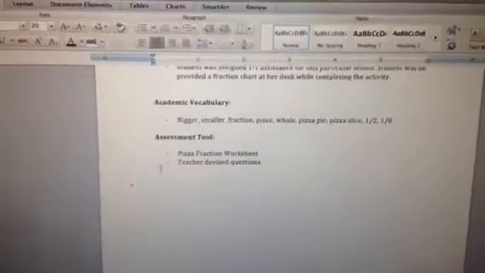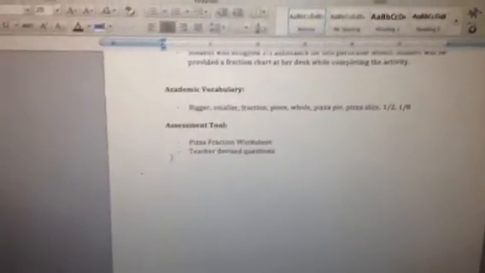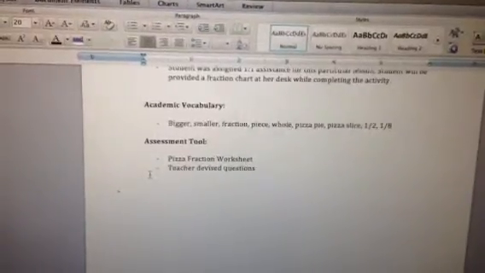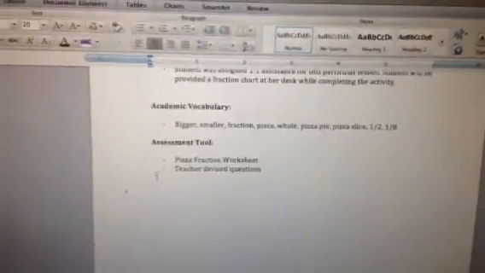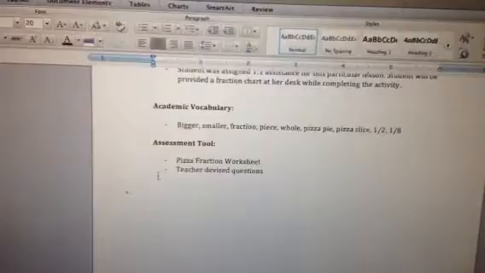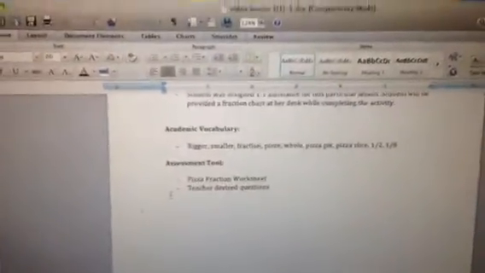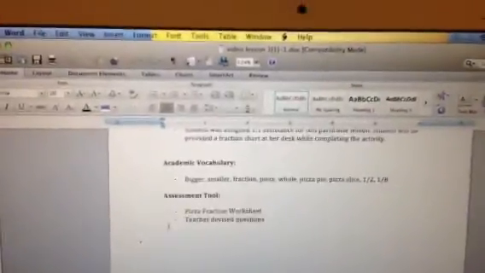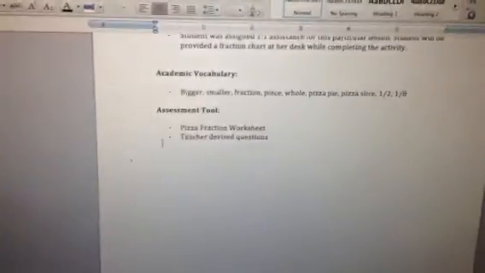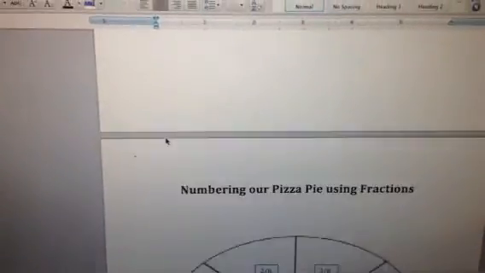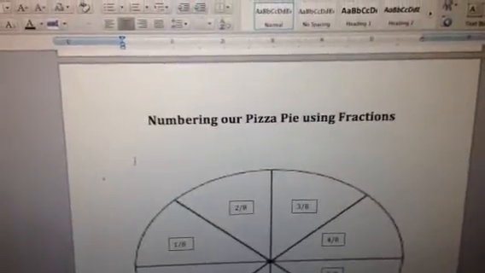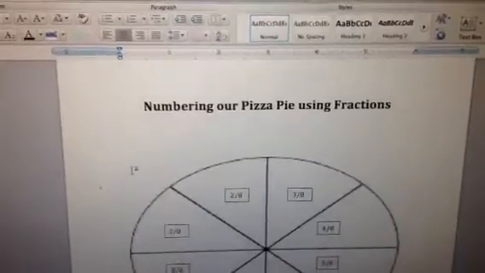Academic vocabulary for this specific lesson included the words bigger, smaller, fraction, piece, whole, pizza pie, pizza slice, 1/2, 1/8, and other fractions. The assessment tool used was the pizza fraction worksheet, and teacher-devised questions throughout the lesson. This was the worksheet used during this lesson.